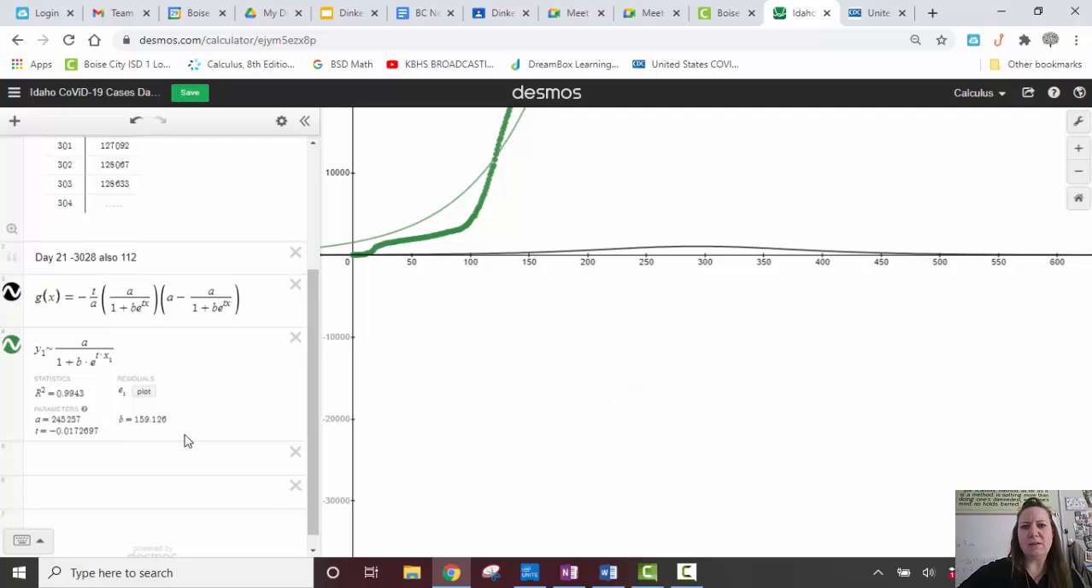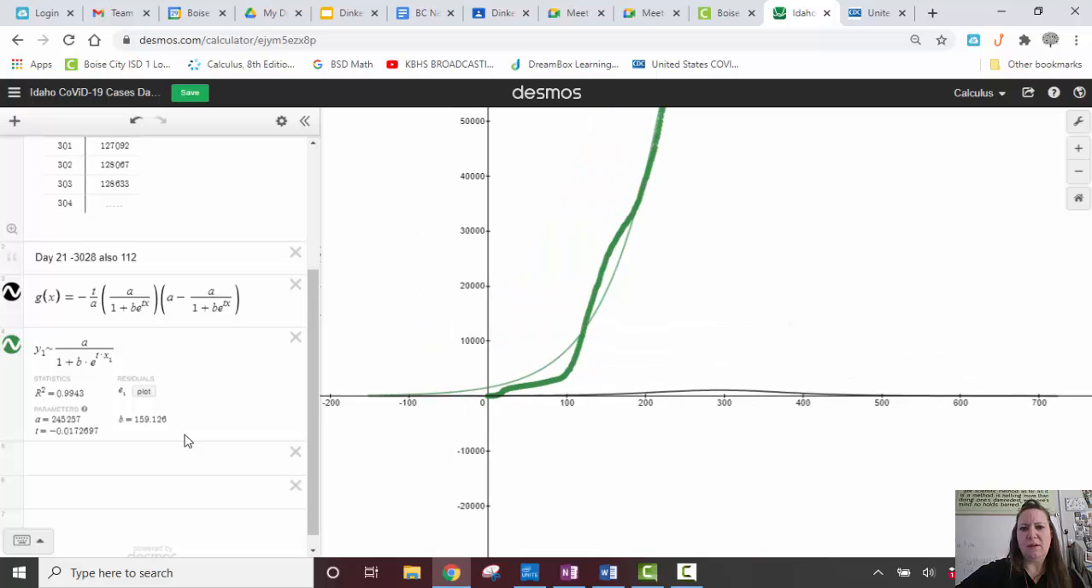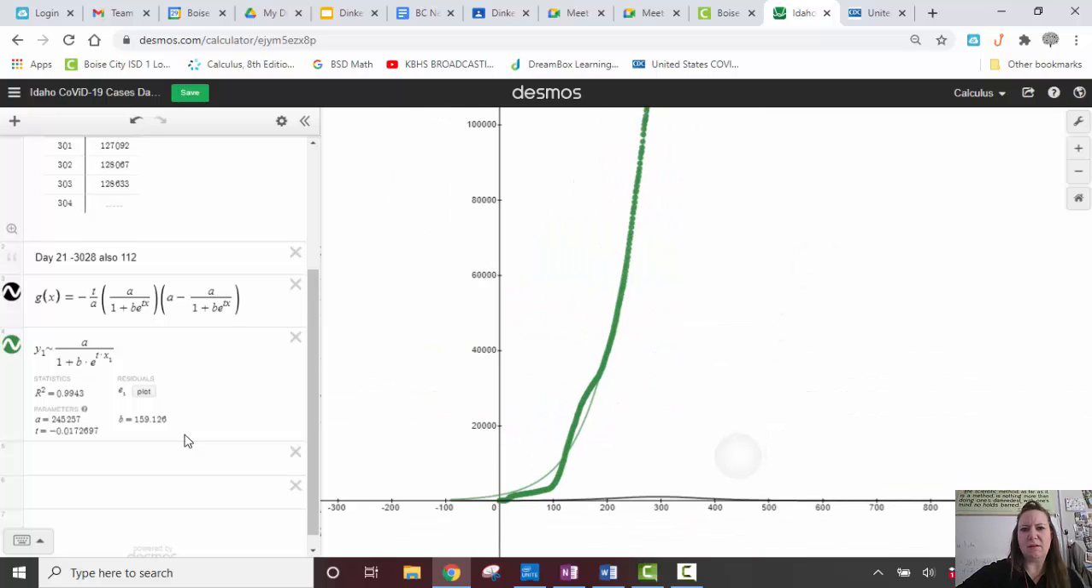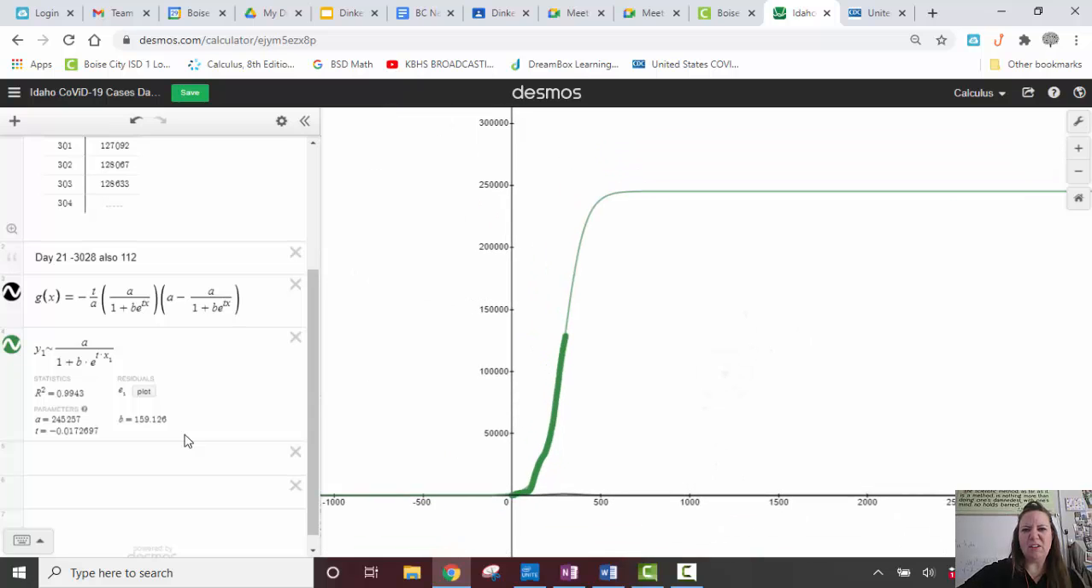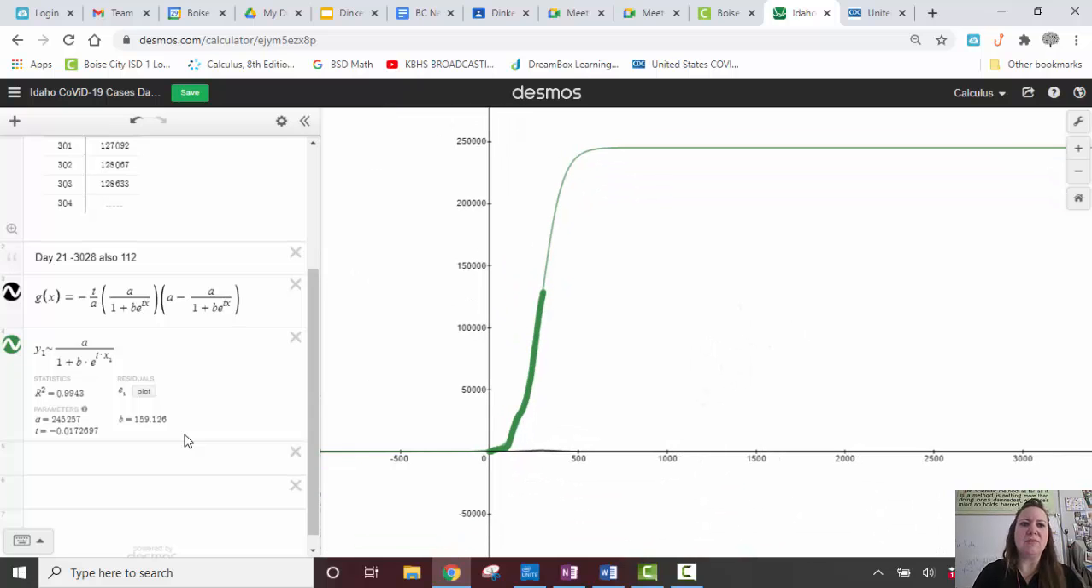So if I go back to the graph and look at this curve, you can see, and maybe you saw earlier, it looks like it's about 250,000. So again, based on this data, my prediction is that 250,000 people in Idaho will be infected by COVID before we kind of see the end of this. All right, let's see how that changes as I put some more data in.